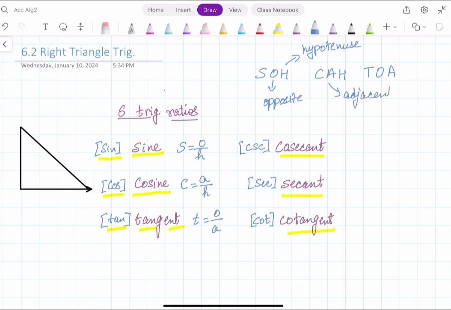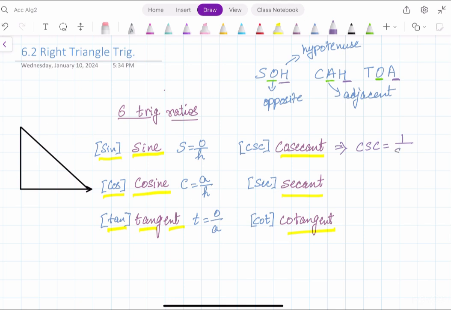At the same time, cosecant, secant, and cotangent can be written in the abbreviated way. For example, cosecant is CSC, secant is SEC, and cotangent is written as COT. Also remember, in SOHCAHTOA, the middle term, that means in SOH, the O, and in TOA, the O, becomes the numerator and the last term becomes the denominator.